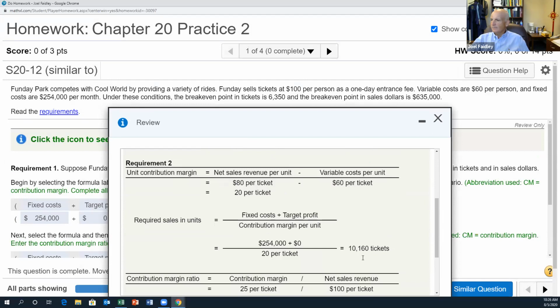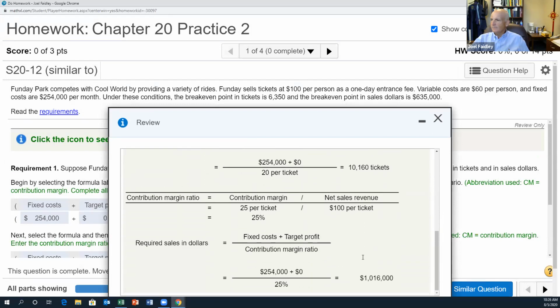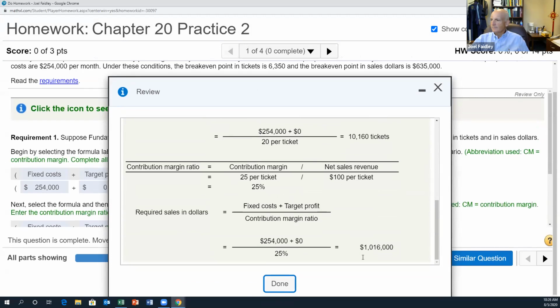$10,160 tickets. And then required sales dollars, 1,016,000.